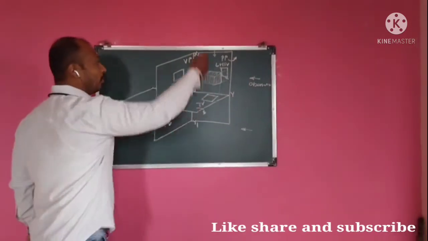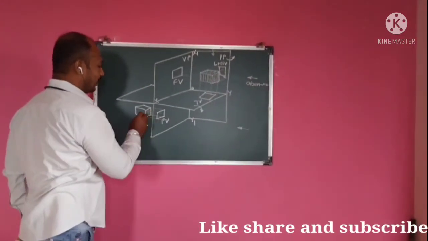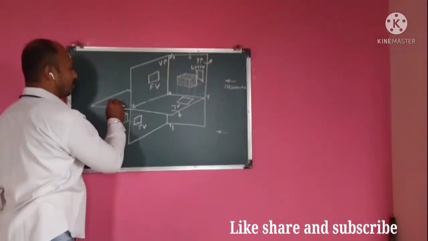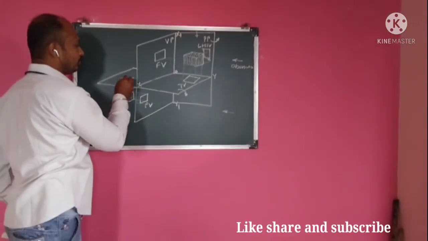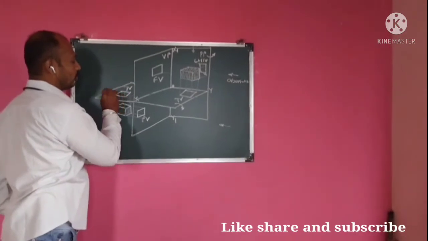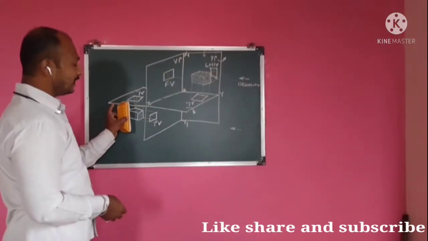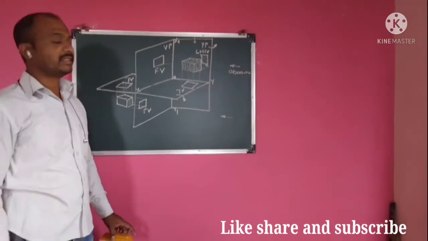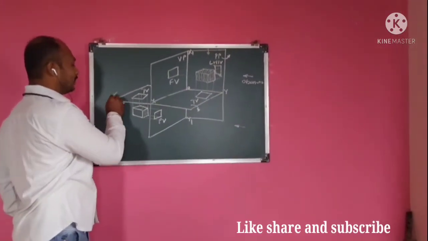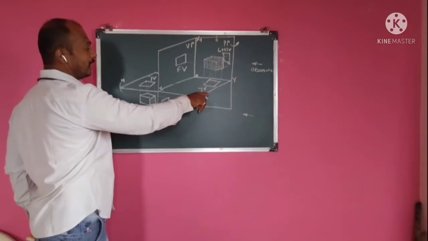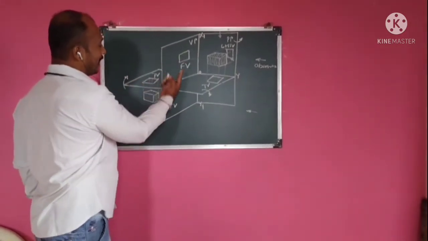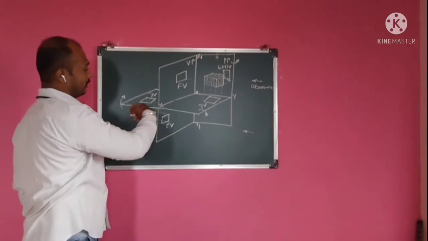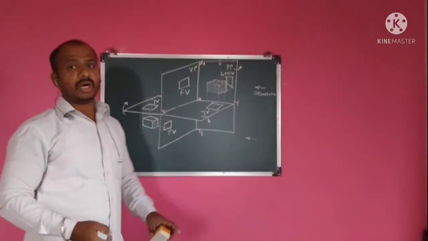Okay. When we look from the top side, the HP is here. So here it will be its top view. This is the top view. Okay. And on this side there is a profile plane. So on this side there will be the side view. And when we rotate this HP by 90 degrees, the top view goes above the XY line. When I rotate it, the top view goes above the XY line.